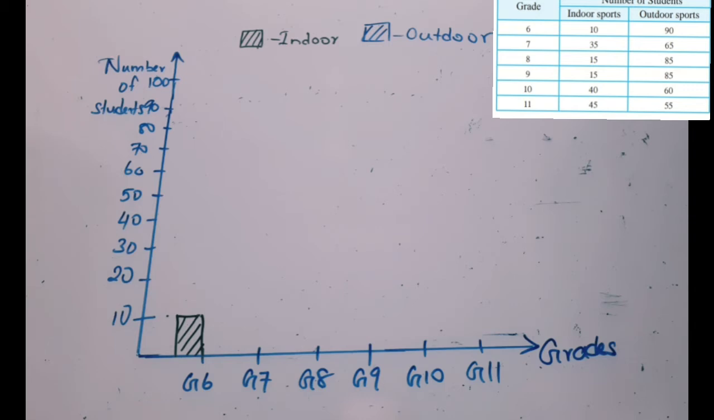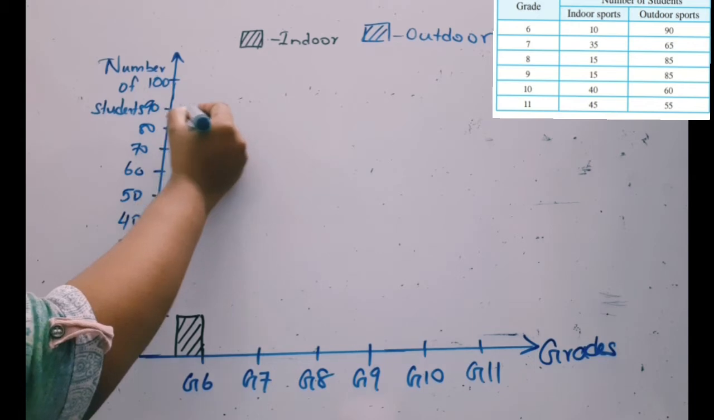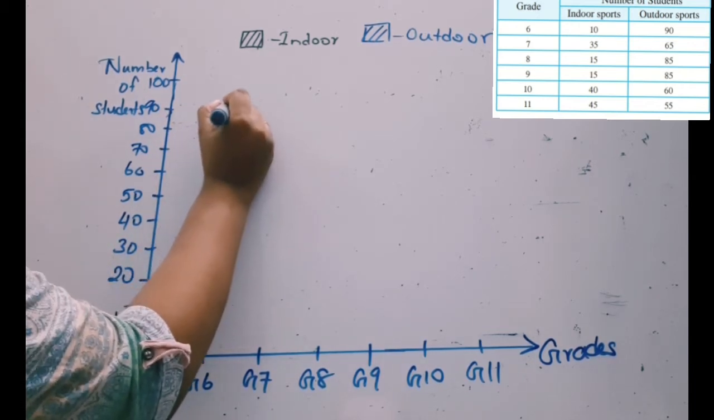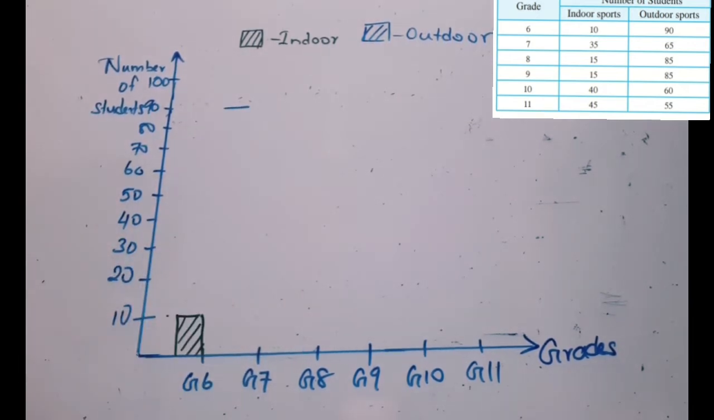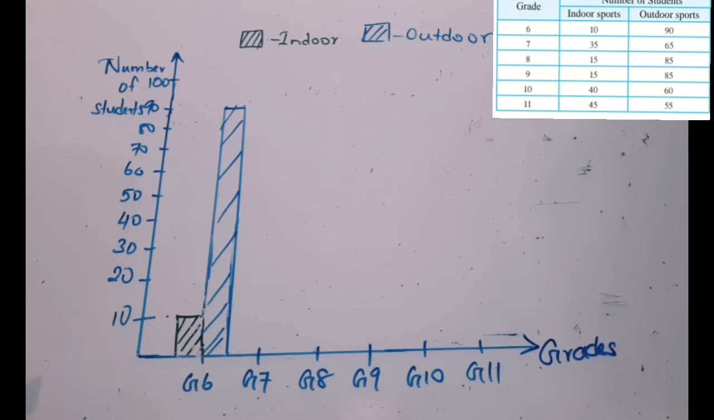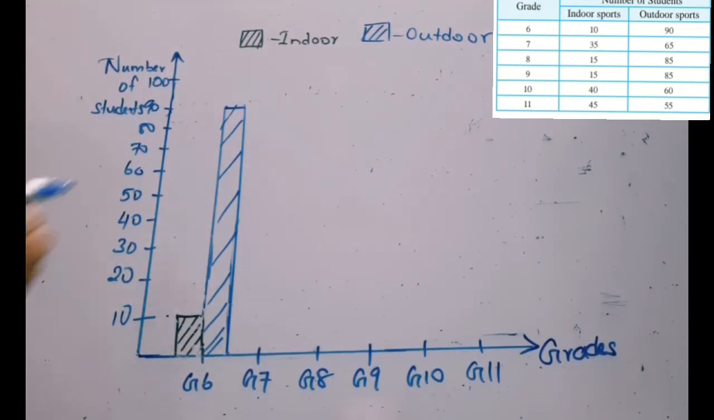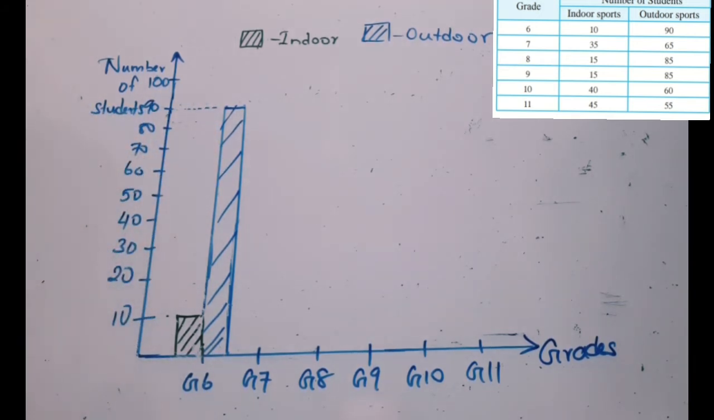Do you understand? Now let's mark the other one, which is 90 for outdoor sports. Okay, so 90 with blue color. So 90 is here. You can use the ruler, children. First level it with 90, then you can use the ruler to connect the bar. I have also used a ruler to connect the bar. Yes, you can see here it's leveling out with the 90.